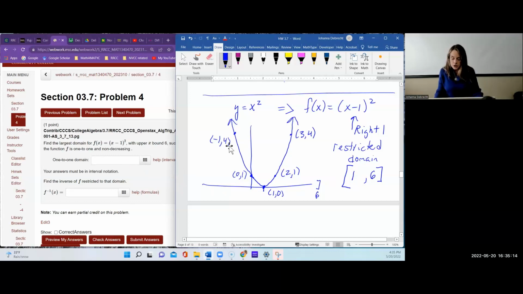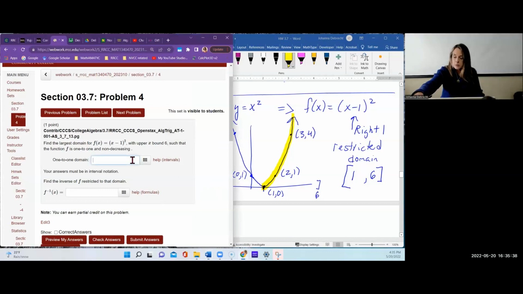That would give me a one-to-one section that I'm going to highlight in yellow. Do you see how the yellow part passes the vertical line test and also would pass a horizontal line test? By restricting the domain to this region, I can create a graph that is a one-to-one function. Let's enter the domain and see what it thinks of our solution. Notice that I use square brackets since I'm using both ends. We'll see what WebWork thinks of that.